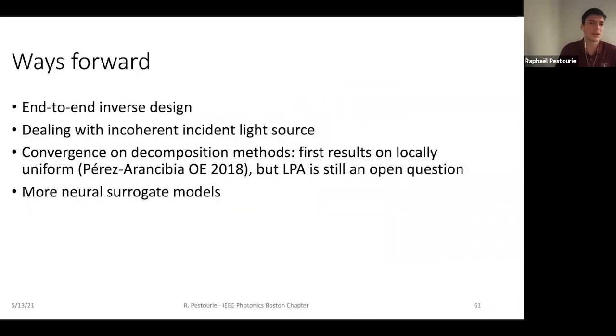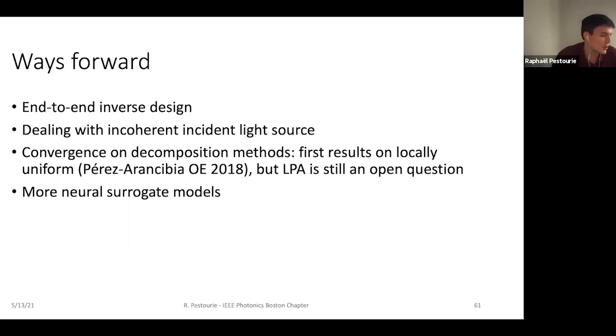I do have a couple more slides, but I wanted to talk about the ways forward, things I'm excited about. One of them is end-to-end inverse design. It's using this framework I told you about, but including something afterwards and optimizing it all together, which I'm going to tell you about. I'm also interested in the fact that right now the incident light is all plane waves. I'm interested in having maybe incoherent incident light, and how you do efficient optimization with that.